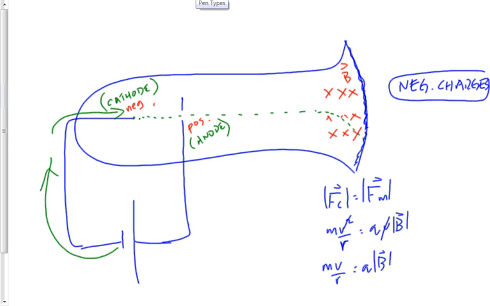He measures the value of r, the radius of the path, based on where it strikes the screen. That's actually a relatively easy thing to find, just based on where it strikes the screen. He measures the value of B. That's easy because he introduced the magnetic field. He controls how much magnetic field is there. So he knows the value of B.